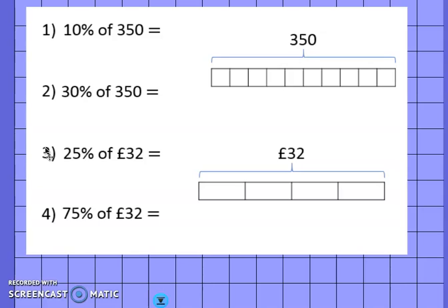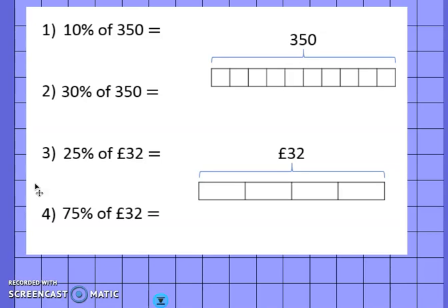Okay, so some quick starters now. I want you to see if you can work out these. So 10% of 350. Number 2, 30% of 350. Number 3, 25% of 32. And number 4, 75% of 32. Again, remember they're all in pounds, so your answer will be in pounds.